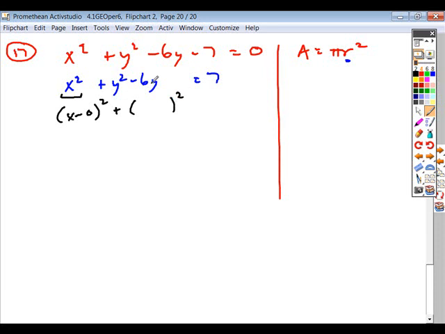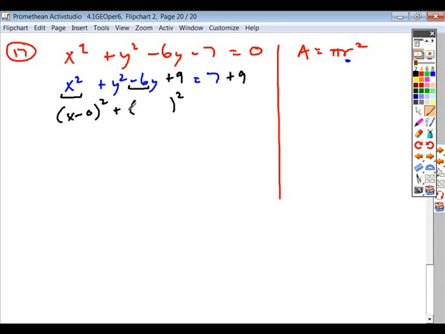When we complete the square for the y, we're going to take 1/2 of this first degree term's coefficient. So 1/2 of negative 6 is negative 3. We're going to square that. Negative 3 squared is positive 9. We're going to add that to both sides of the equation to maintain its balance.